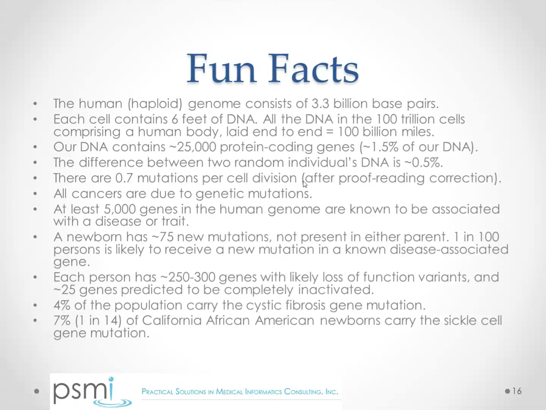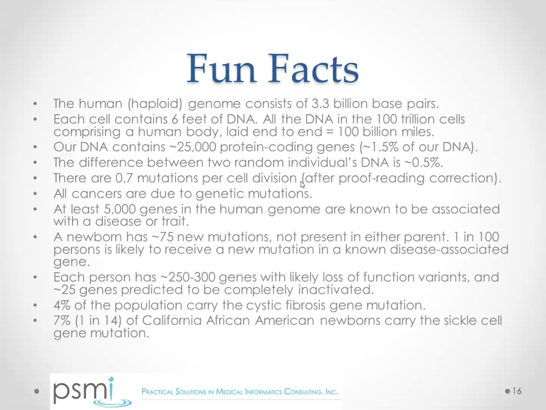And the process is pretty good. It's pretty accurate, and there's a proofreading correction mechanism in the cell. But even so, after the cell divides, there are still, on average, 0.7 mutations per cell division. So you look at 10 cell divisions, and there are 7 mutations that have been introduced just because of the process of replication. To me, that's a bit of an astounding number. So every 10 cell divisions, 7 new mutations are introduced.